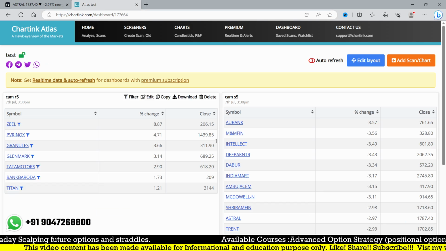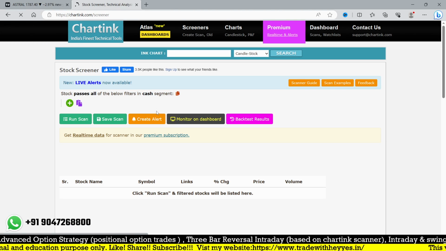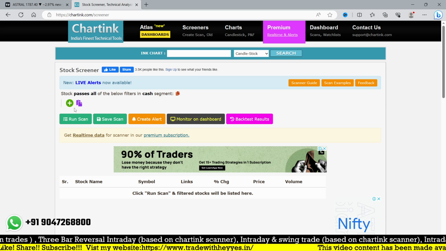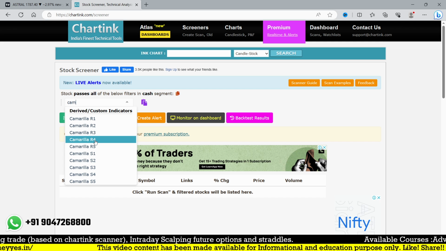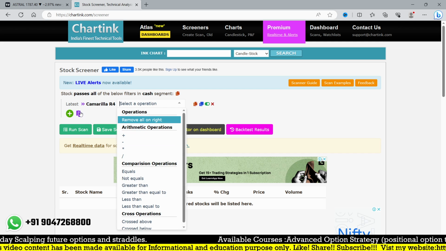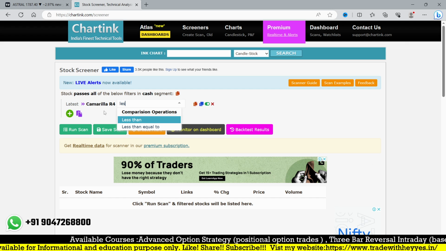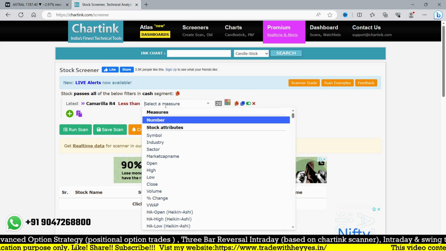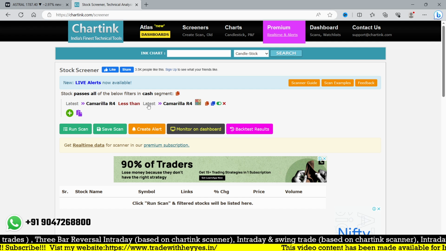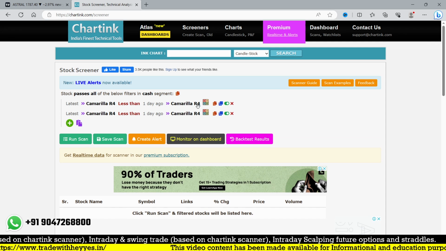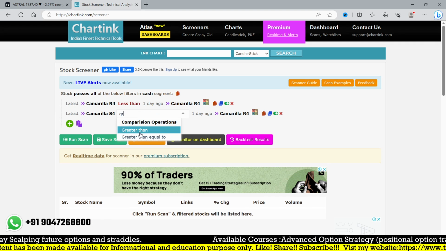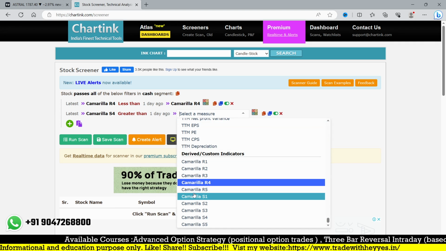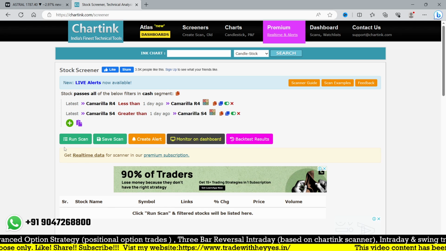Now I tell you, if I'm using today's level, that will be entirely changing. When you are using the current day data, for example, Camarilla R4, the latest Camarilla R4 must be less than the one day ago Camarilla R4. Support, simply it will be finding out. There you go. Simply we can go for S4, that will be greater than the one day ago Camarilla S4. One day in advance, we can get the stocks.